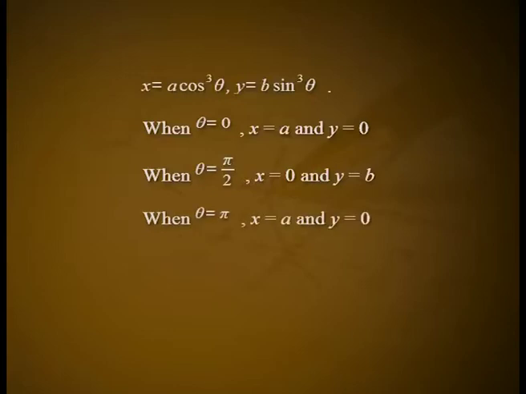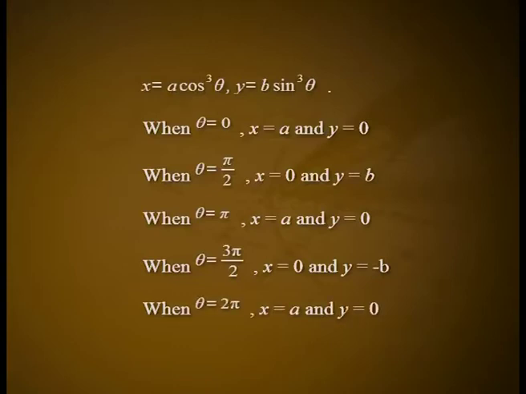When θ = π, x = −a and y = 0. When θ = 3π/2, x = 0 and y = −b. When θ = 2π, x = a and y = 0. So, we have the following results.